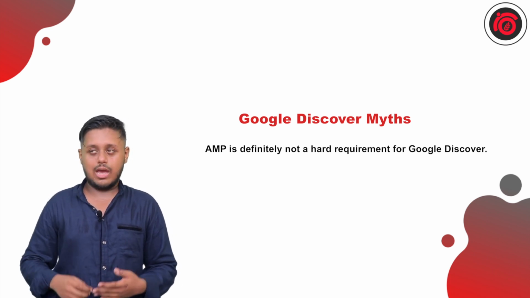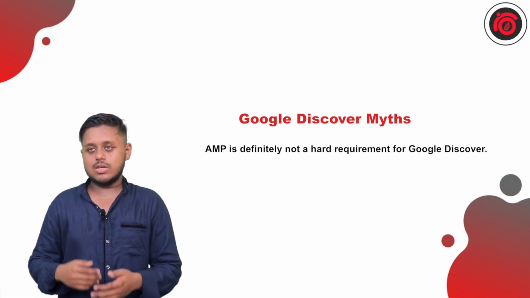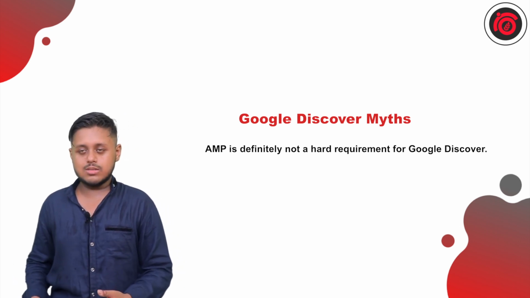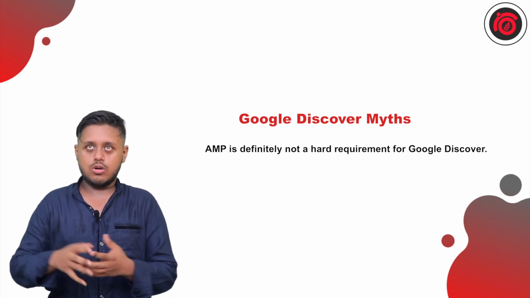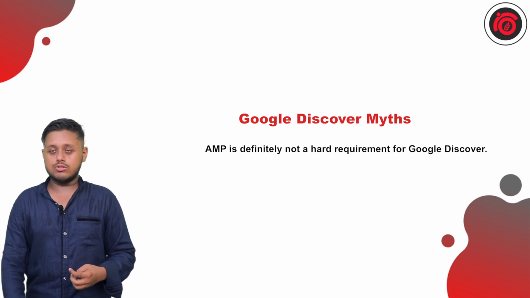So it is not necessary to transform your articles into AMP or implement AMP in your articles. As an alternative, you can just optimize your pages for page experience and improve your Core Web Vitals. I think that is better to give an overall better experience to your users.